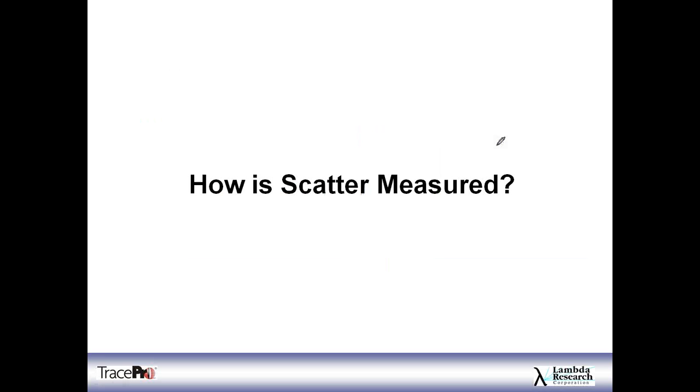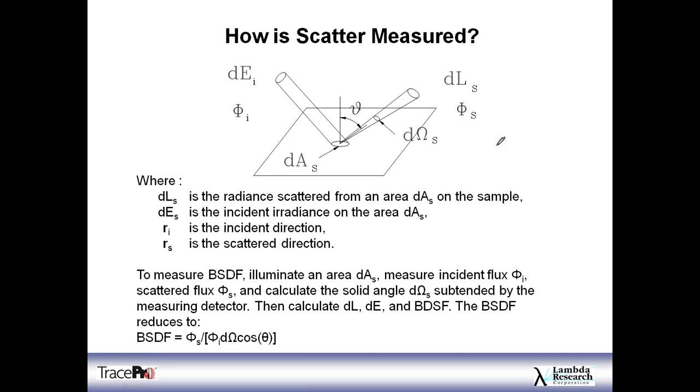So let's take a look now. We've talked here briefly about what scatter is, but let's take a look at how you measure scatter. Scatter is basically the ratio of the incident beam to the scattered or the reflected beam. In this case here we have a drawing. We have our incident beam here, and we have light coming off here. Here's our scattering surface along the bottom here. And the way we'd measure scatter is we would actually measure around this reflected beam and record those values.